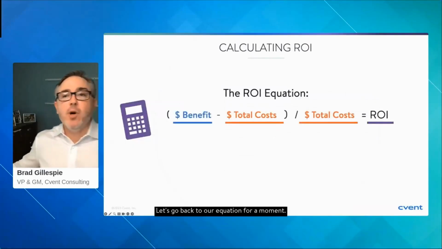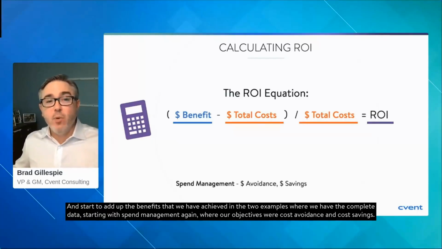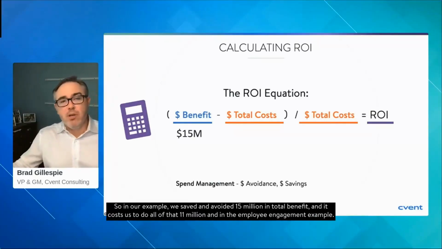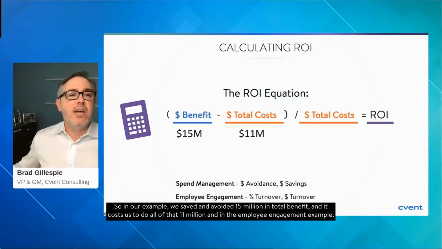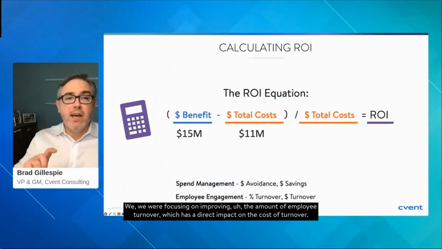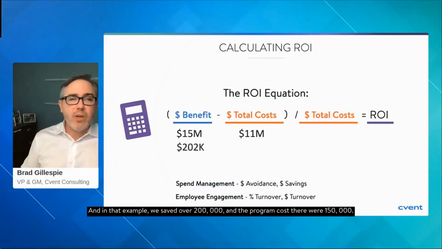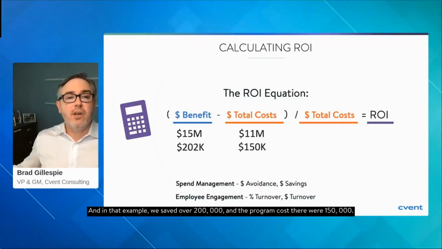Let's go back to our equation for a moment and start to add up the benefits that we have achieved in the 2 examples where we have the complete data. Starting with spend management, again, where our objectives were cost avoidance and cost savings. So in our example, we saved and avoided $15 million in total benefit, and it cost us $11 million to do all of that. And in the employee engagement example, we were focusing on improving the amount of employee turnover, which has a direct impact on the cost of turnover. And in that example, we saved over $200,000, and the program costs there were $150,000.